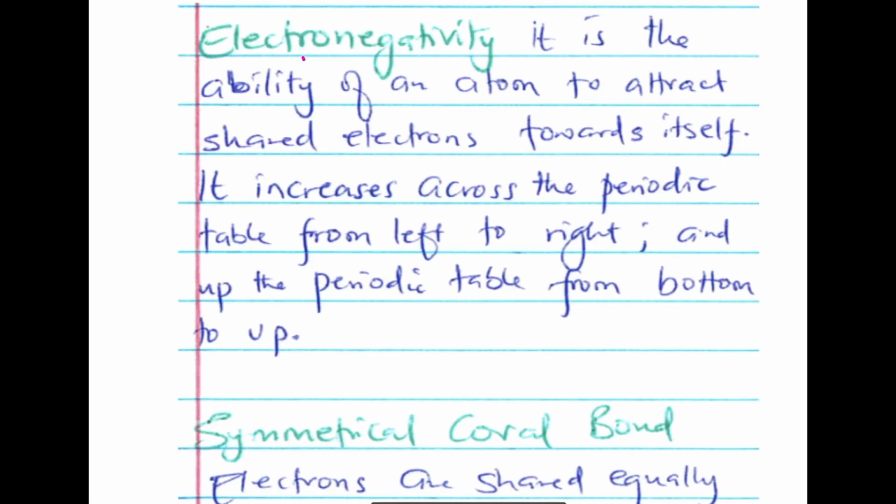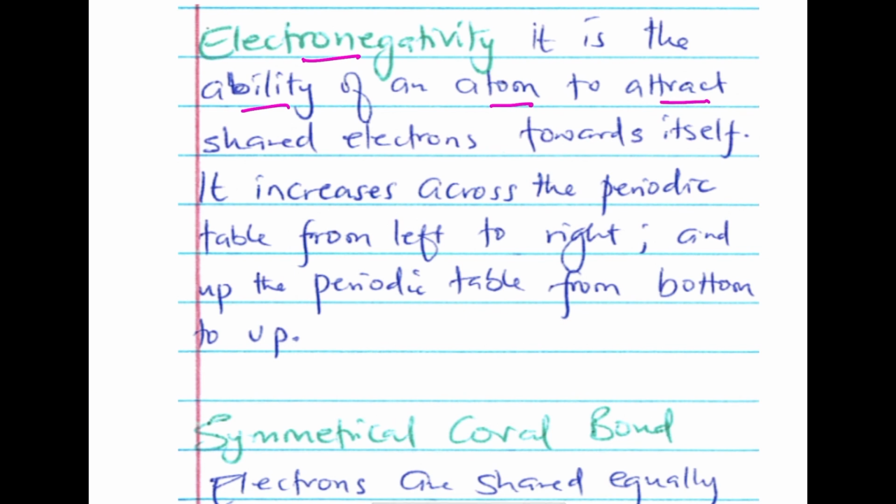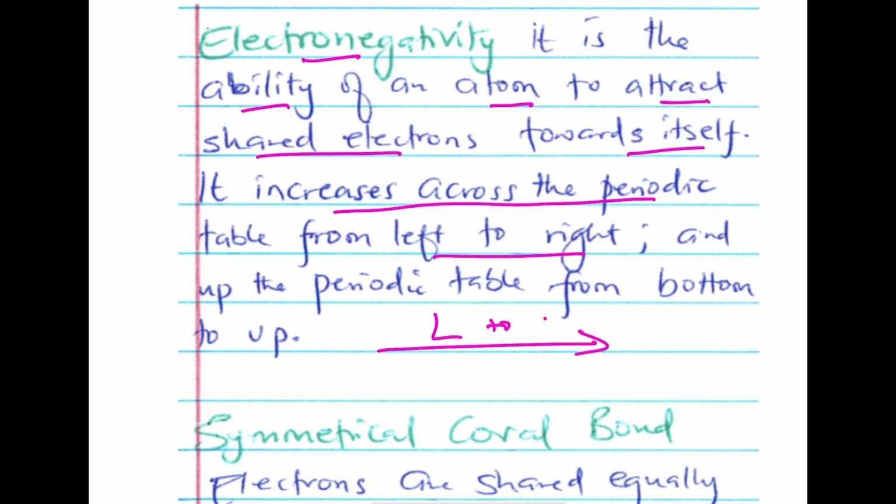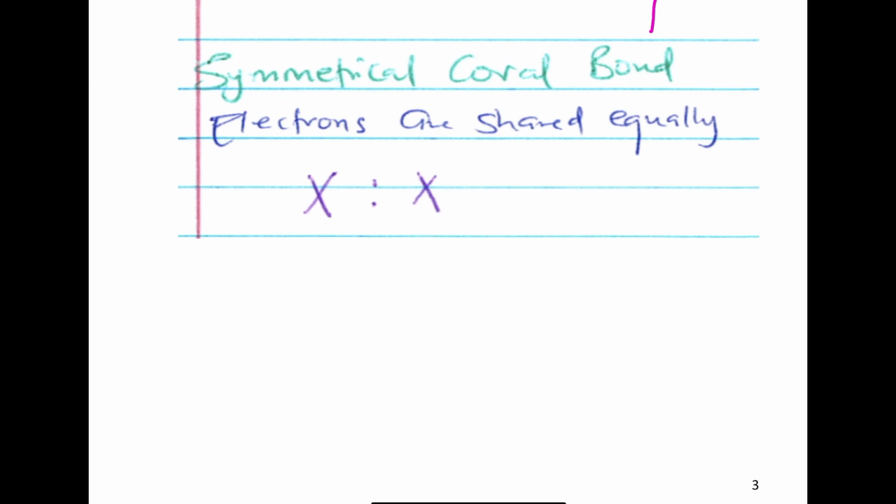So what's electronegativity? It is the ability of an atom to attract shared electrons towards itself. Electronegativity increases across the periodic table from left to right. So it increases from left to right and from bottom to up. So it increases up the group in the periodic table.